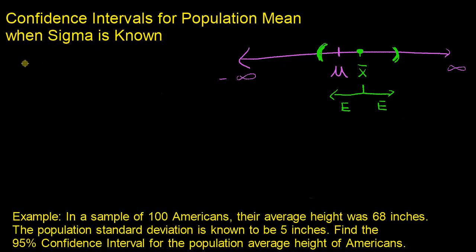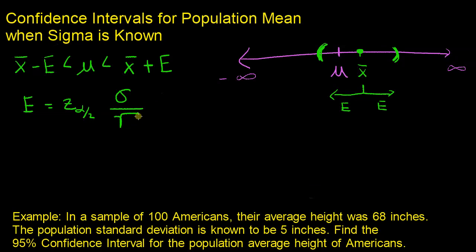Let's go ahead and write that down. We have X bar minus the margin of error, X bar plus the margin of error. We're constructing the interval for mu. This is the confidence interval for population mean mu. Now, what's E? The margin of error is the critical value, Z alpha divided by 2, times sigma over the square root of n. This is the margin of error equation.